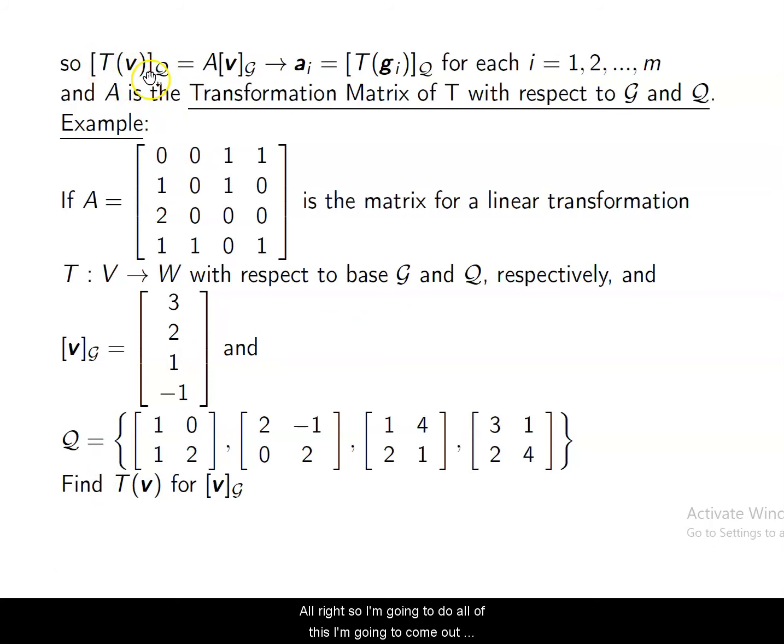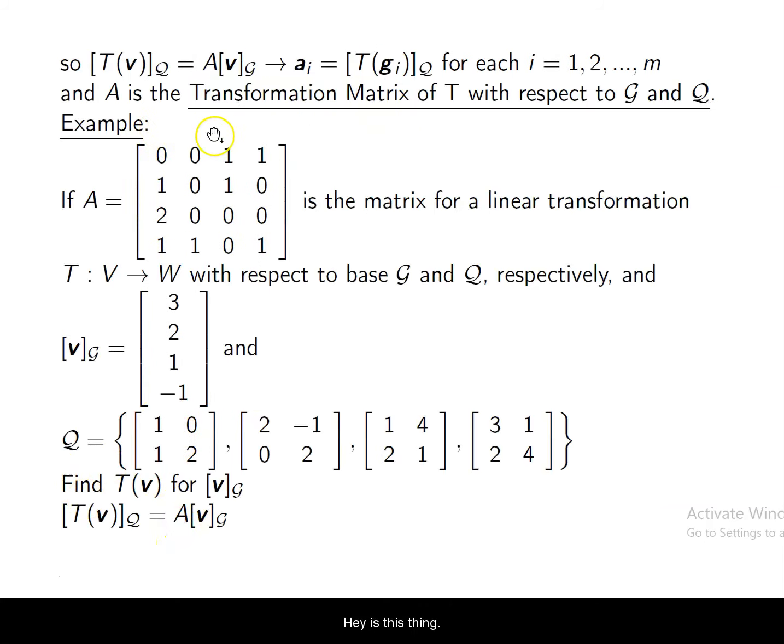So I'm going to do all of this. I'm going to come out with its image under Q, and then again, this is a coordinate vector representation, so I'm just going to take those, in that case, C1, C2, C3, and C4, and multiply it times these basis vectors so I can get the original out. Okay, so this is what I'm using. This is my golden rule because I'm going from one basis to another.